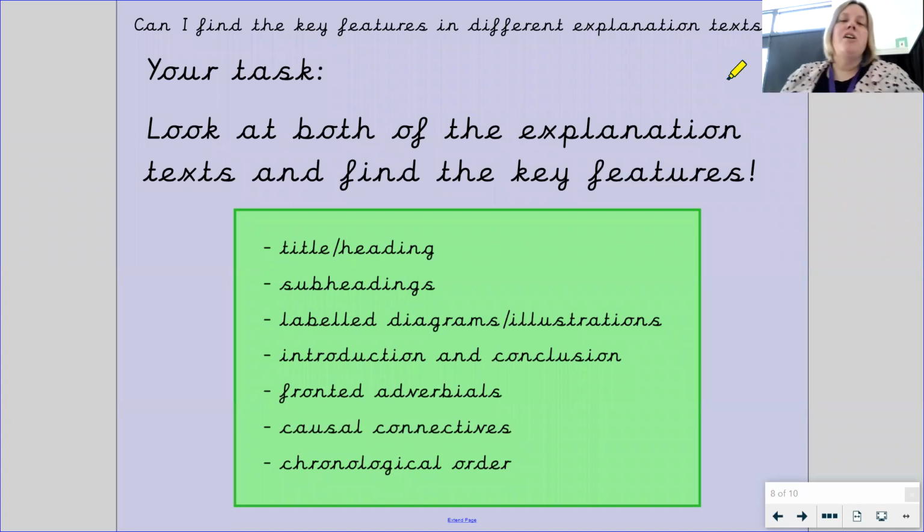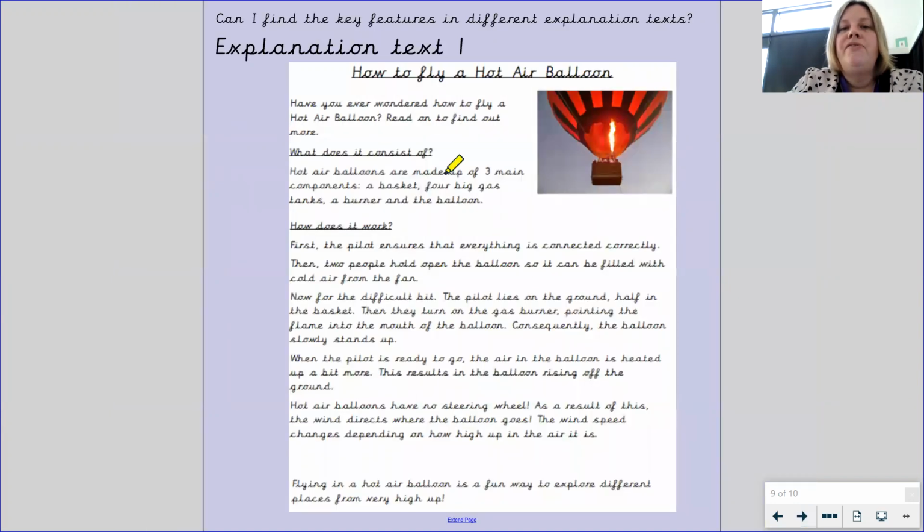So, your task is to look at both of the explanation texts and find the key features. How I would like you to do this is I would like you to write title. Then I would like you to find the title of the report. So we've got how to fly a hot air balloon. And you would write that next to the title.